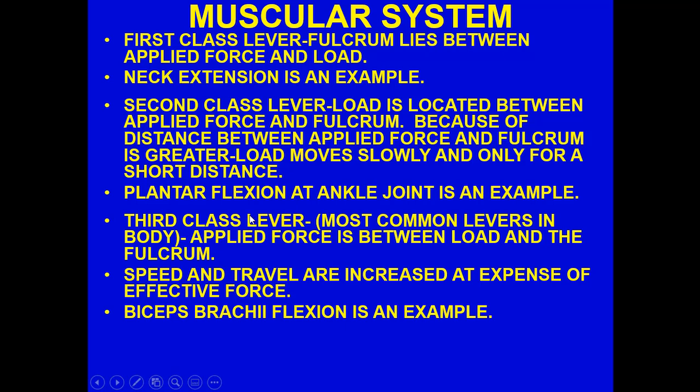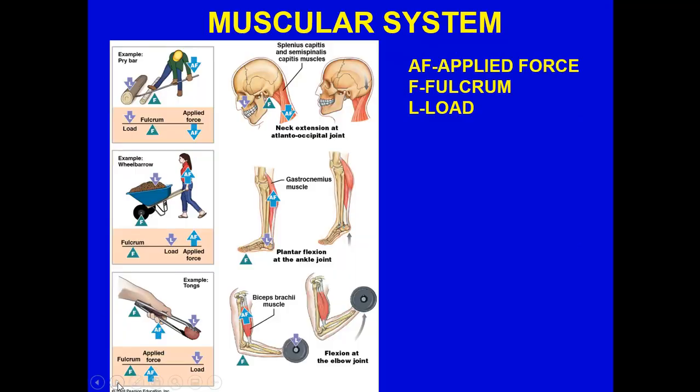Finally, the third class lever. This is the most common lever in the body. The applied force is between the load and the fulcrum. Speed and travel are increased at the expense of effective force. An example of this, the biceps brachii flexion is an example.